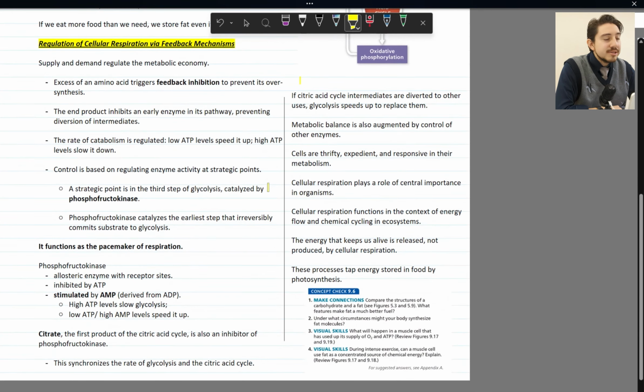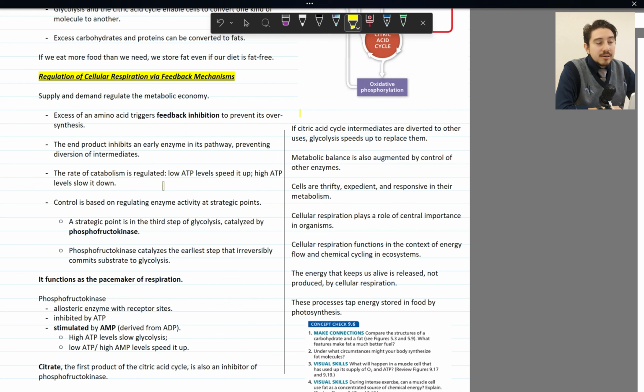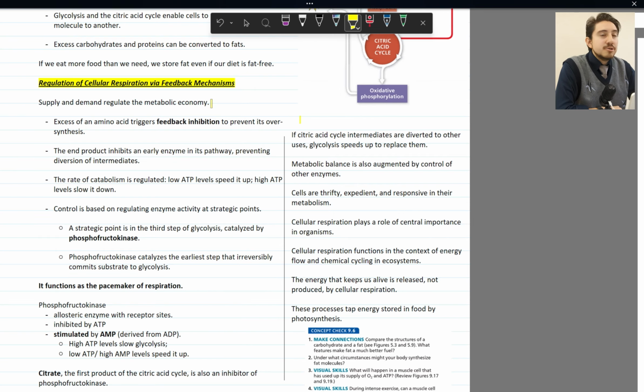And the last thing we're going to see for this chapter is the regulation of cell respiration via feedback mechanisms. We've talked about feedback mechanisms, feedback inhibition of enzymes, in the chapter on enzymes, chapter 8. We're going to talk a little bit about it here. So, supply and demand regulate metabolic economy. And the cell is very, very good at regulating its concentrations of certain molecules in general.